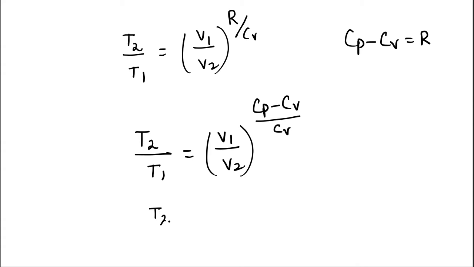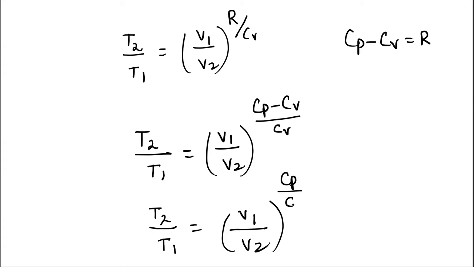So that gives us T2 over T1 is equal to V1 over V2 to the power of, if we distribute the denominator to both the terms in the numerator, Cp over Cv minus 1. And what is Cp over Cv? That's known as gamma. So that makes the equation T2 over T1 equal to V1 over V2 raised to the power of gamma minus 1.